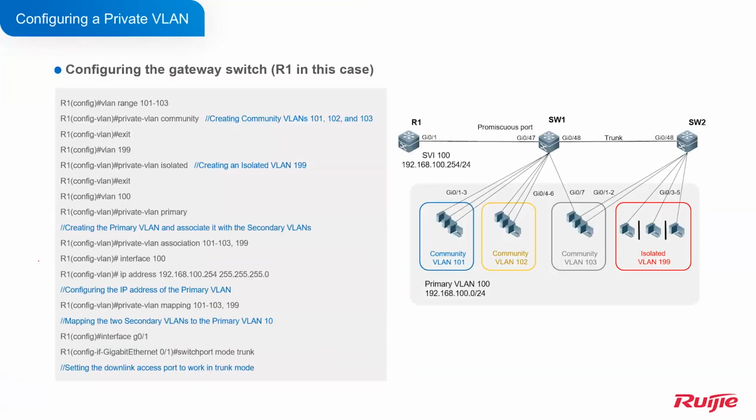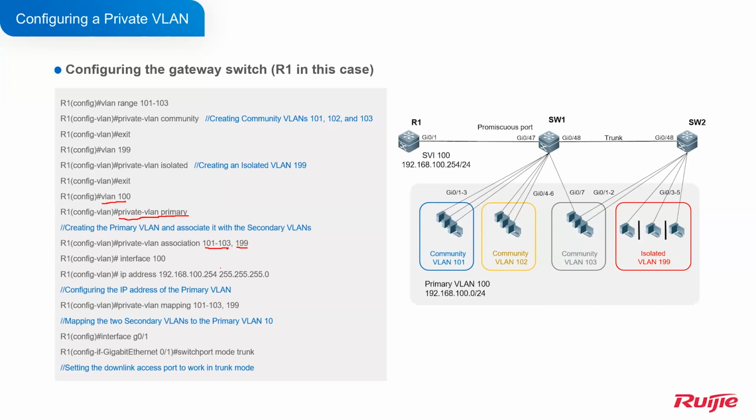Okay, and the next is to configure the gateway. Here we use R1 to be the gateway in this case. On R1, firstly, we should create VLAN 100, VLAN 199, and VLAN 101, 102, 103. All the VLANs we use should be created on R1. And for VLAN 100, we should set it to be the primary VLAN. So private-vlan primary, and private-vlan association 101 to 103, 199.